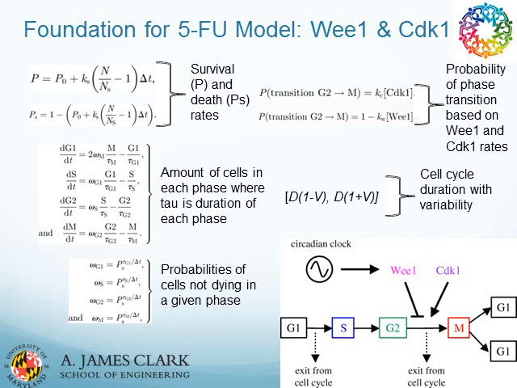So starting with our WEE1 CDK1 model, you have at the top the survival and death rates. Then as you continue down, you have the amount of cells in each phase, where tau is the duration of each phase, the time it takes to transition to each phase. And then further down, the probabilities of cells not dying in a given phase. And then over to the right, the probability of phase transition based off WEE1 and CDK1 rates, the rates being Kc and Kw for CDK1 and WEE1. And then lastly, you have the cell duration with variability.